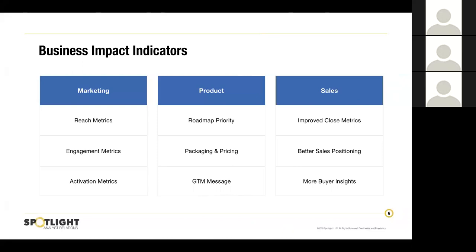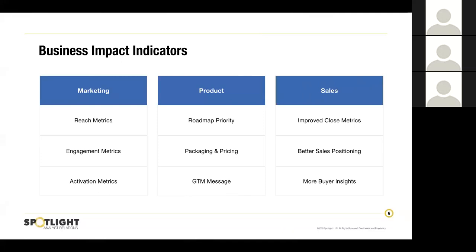On the sales side, what we're talking about is using AR to help improve our close metrics, helping get that final big deal across the finish line. It's about better sales positioning, providing points of view from the analysts in order to put us in the right light in relationship to our competitors, and more buyer insight, leveraging the analyst's insight in order to better communicate with our prospects, our most desired customers. So when we talk business impact indicators, it's pulling the levers that make the thing go in each one of these three categories.